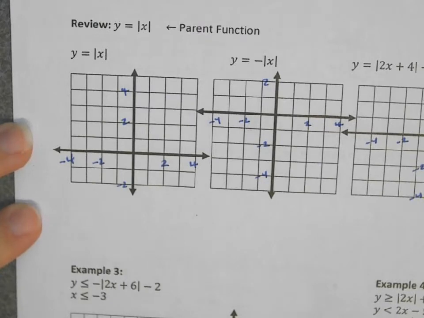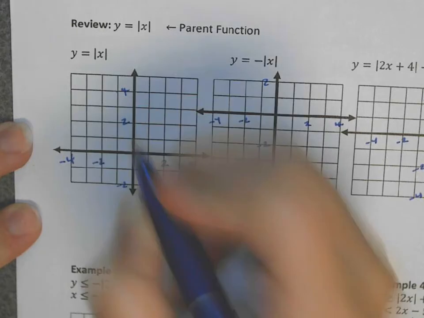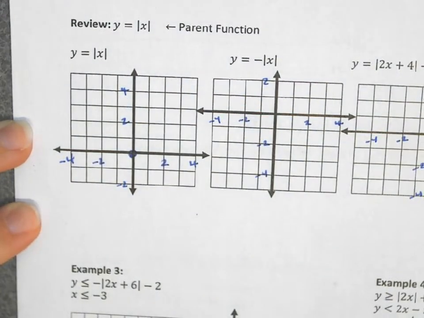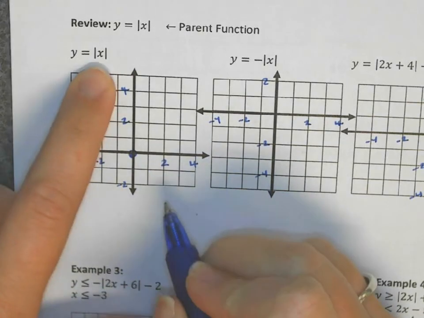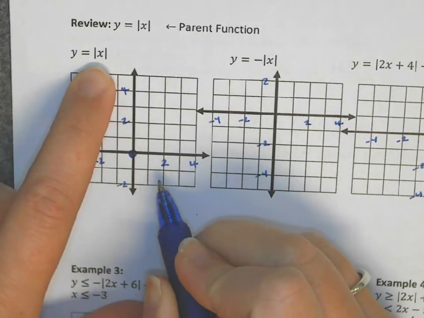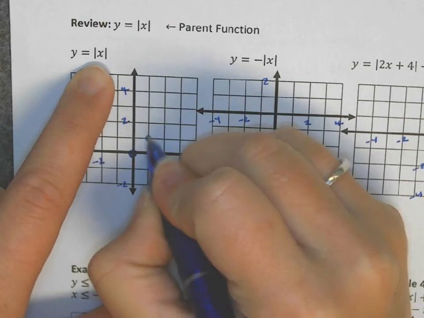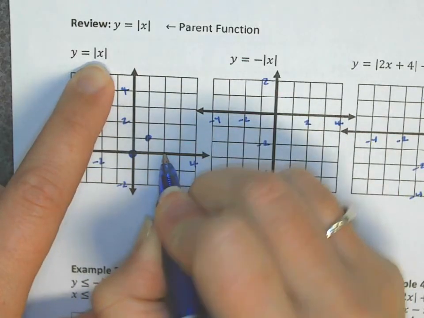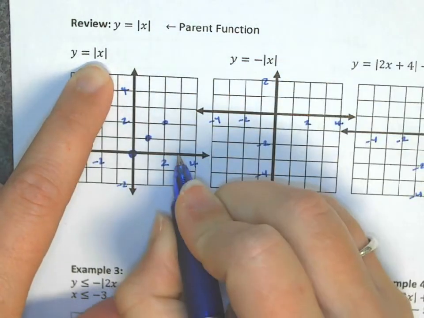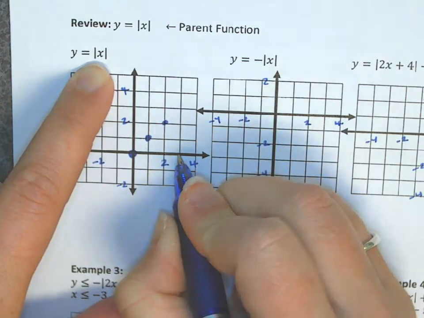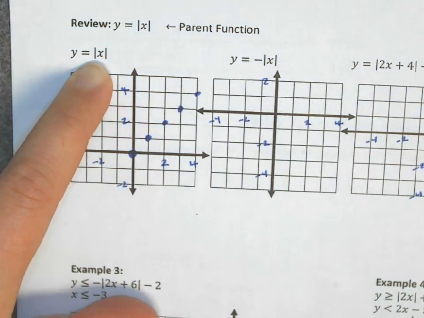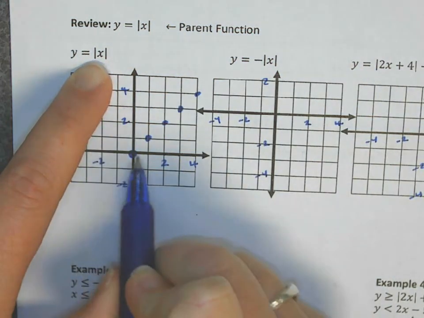Where's the vertex of our parent function? At 0, 0. It's always going to be at 0, 0. You could plug in your x values here. If I plug in x is 1, what's the absolute value of 1? 1, so y would have to be 1. If I plug in 2, what's the absolute value of 2? So I would have 2, 2. What would be the absolute value of 3? 3. What's the absolute value of 4? 4. So there's half of my V. I know that has to be the vertex.